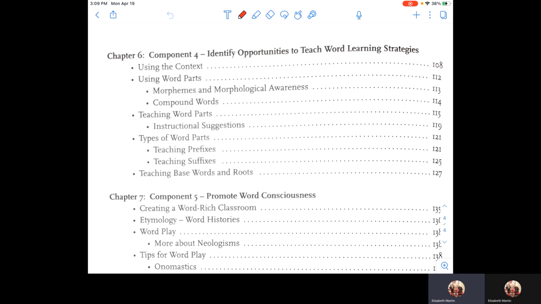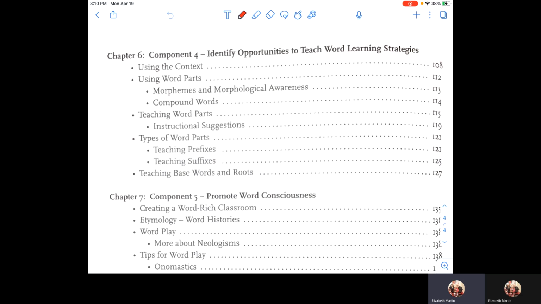In chapter 7, which is the fifth component, is promoting word consciousness. This was a way in which you can get your students to be excited about learning new words. I took a lot of information from this chapter because I had been doing a few things wrong, and I will get to that in just a moment.